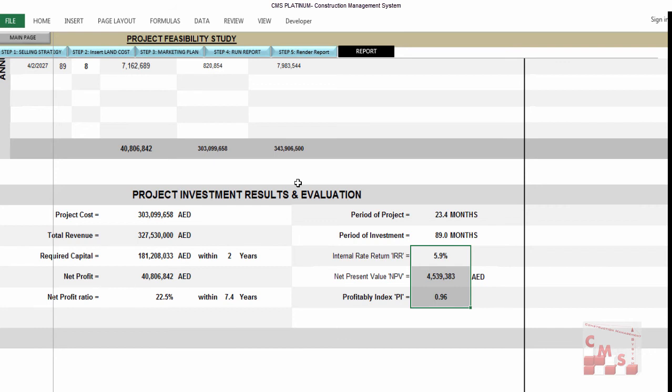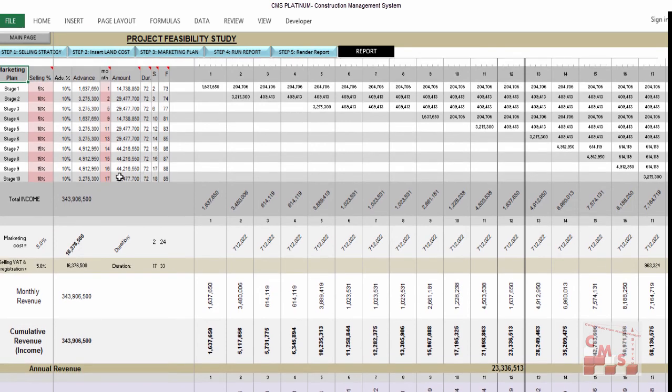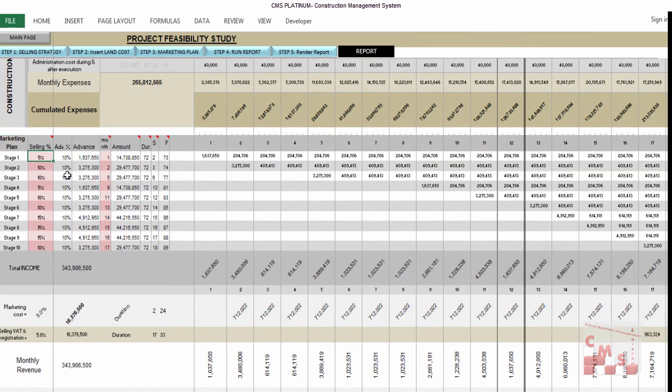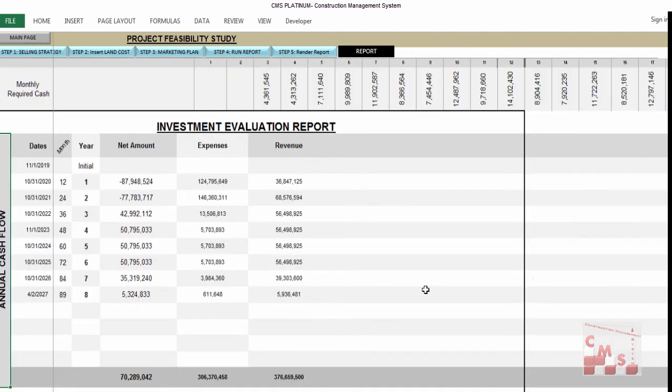Let's take an example now. If we change the marketing plan only, what will be the results? Let's remember that the IRR is 5.9, net present value 4,500,000 and profitability index is 0.96. Let's change now the marketing plan and we'll see what will be the results. We'll sell first stage 10%, second stage 20%, and this fourth stage is 10%. Let's see the numbers in the report.